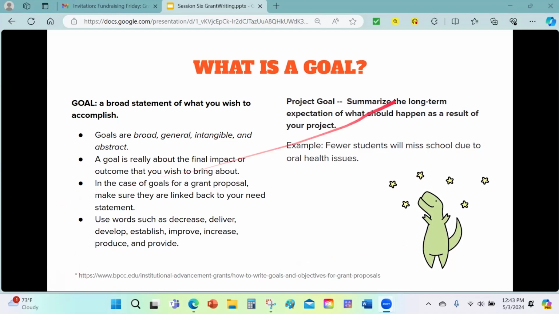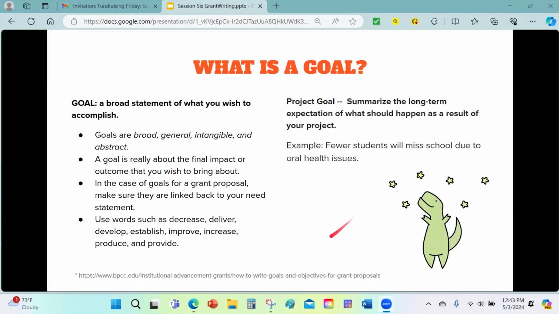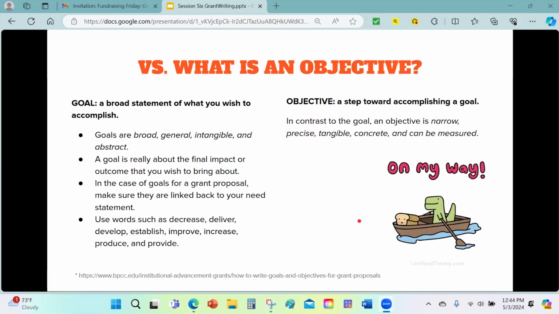So we want to summarize the long-term expectation of what should happen as a result of your project. Here's an example for a dental school, because this is what the educational institution gave us: fewer students will miss school due to oral health issues. That's the goal of this dental health care clinic grant, right? We're being abstract. So now let's move on to what's an objective. Remember the goal: we're looking up at the stars. We're planning the big bright future.